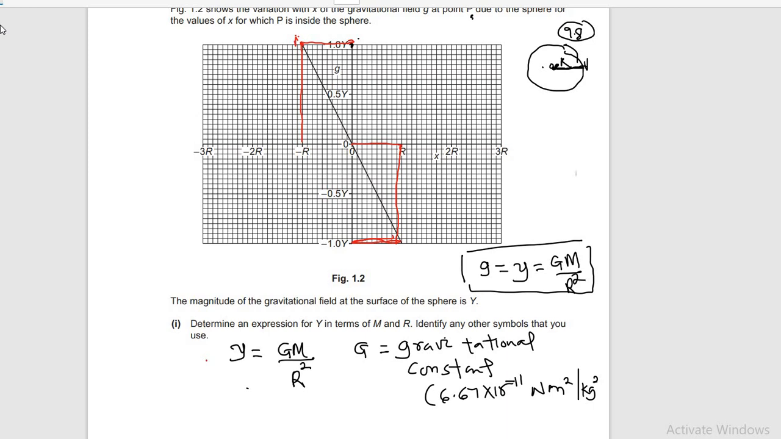Now what happens when the body is moving outside the surface of the Earth? At r it is g. Since the body is gradually moving away from the surface, at 2r we are further away. I have a formula to calculate the gravitational field outside the surface of the Earth: the radius of the Earth squared over the radius outside the surface of the Earth, multiplied by the gravitational field at the surface of the Earth.